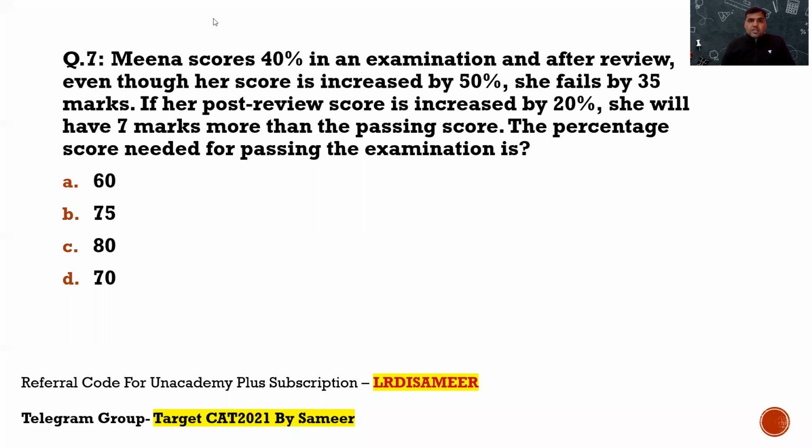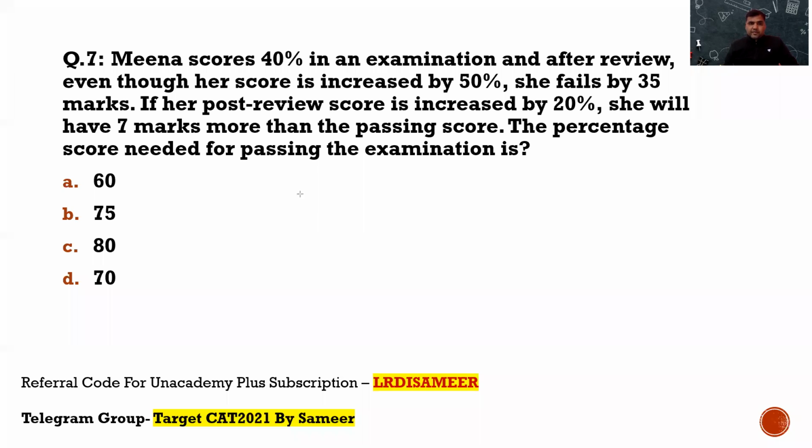How to solve this question quickly? What should be the approach of solving this question quickly? See, the question says Meena scored 40% in an examination and after review, her score is increased by 50%, yet she fails by 35 marks. So draw this on a number line.